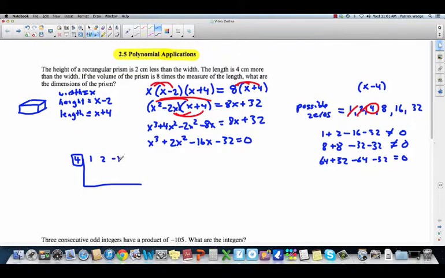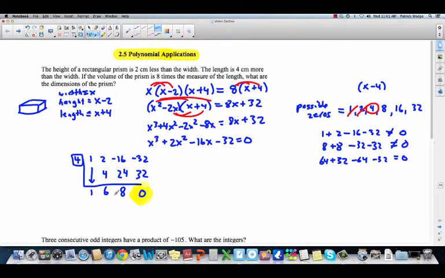1, 2, negative 16, negative 32. What number do you know absolutely positively is going to be right there? 0, right? Because we already know that 4 works. So we better get 0 there. Let's try it. Drag down the 1. 4 times 1 is 4. 2 plus 4 is 6. 4 times 6 is 24. Negative 16 plus 24 is 8. 4 times 8 is 32. Add those, you get 0.